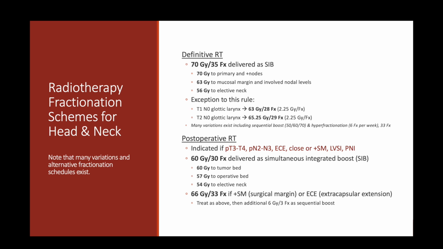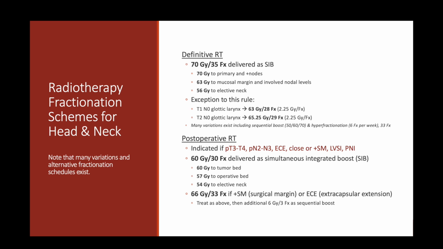For patients that have a positive surgical margin or extracapsular extension, that means that we are genuinely concerned that there is microscopic disease that has been left behind. And so for this, we typically will add an additional boost and take these up to 66 gray. Now we still go at 2 gray per fraction, so if we are boosting for a positive surgical margin or extracapsular extension, we typically just add an additional 3 fractions and do 6 gray in 3 fractions for a total of 66 gray.